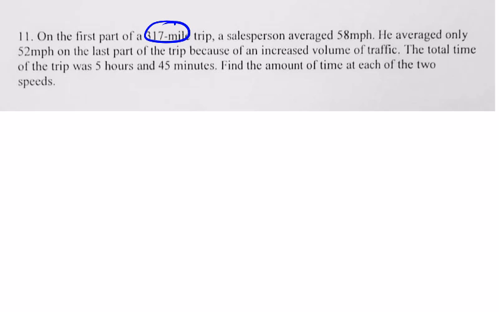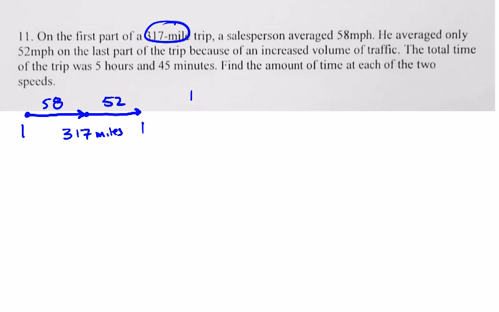And so what we're going to do is draw a picture. First, I'm going to see that he starts at a certain spot, then he's driving a certain distance at 58 miles an hour. Then he goes for another part of the trip, which is his return trip home. But on the last part of the trip, excuse me, is 52 miles an hour. But his total distance that he went is 317 miles. And our goal is to figure out how much time he took at each speed.